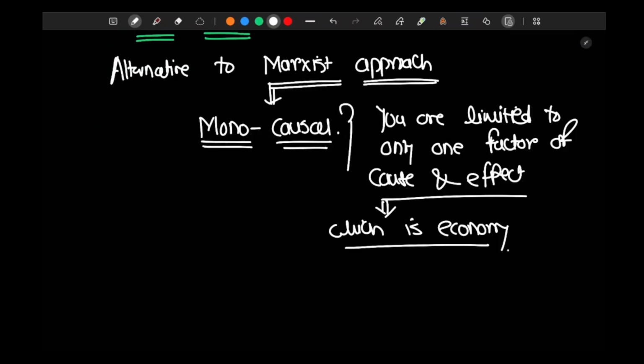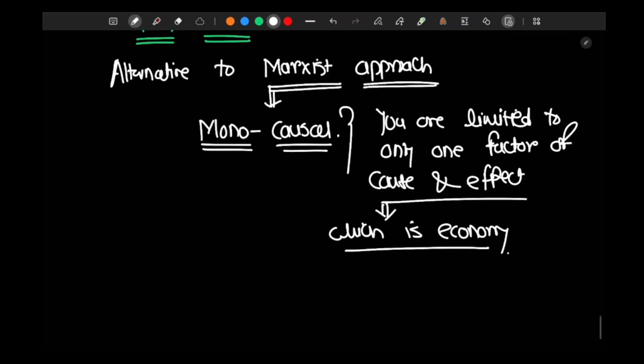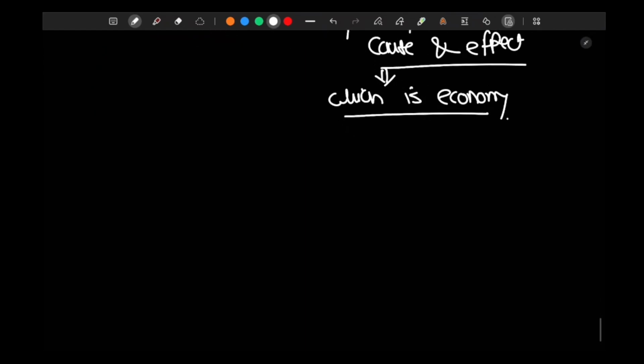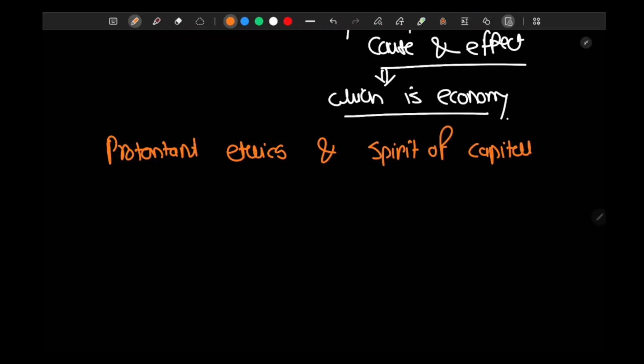This monocausality was criticized, and an alternative was given, by Max Weber in his book The Protestant Ethic and the Spirit of Capitalism. So what is Protestant ethic and what is the spirit of capitalism? What idea is Weber trying to convey here?